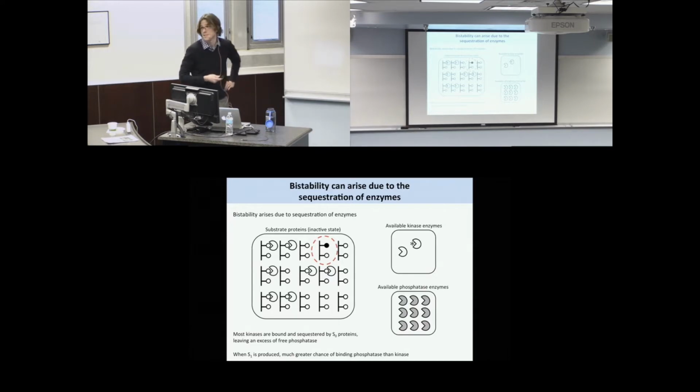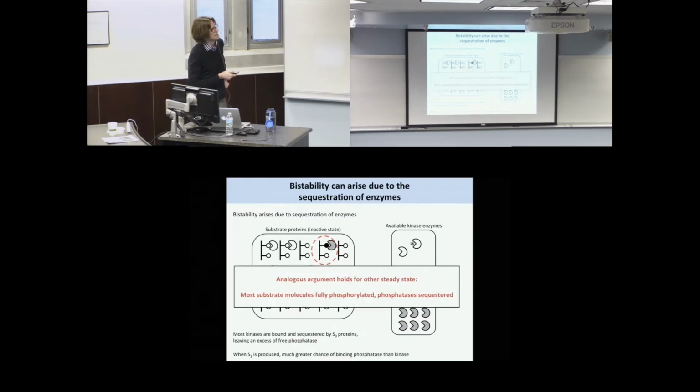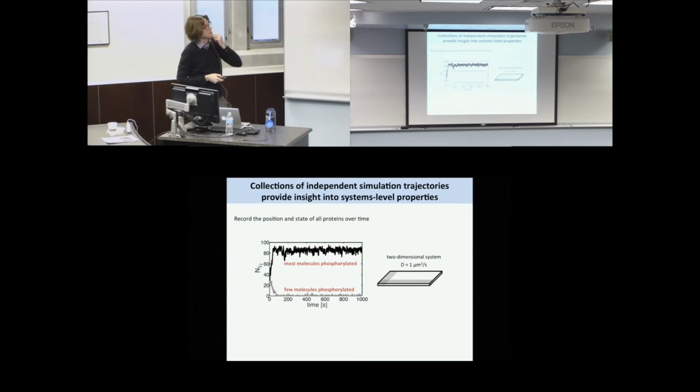The most likely next event that happens is not to bind one of these because there's very few, but to bind one of these. Binding one of the phosphatases will tend to take you back to that initial state, right? The phosphatase takes away what you just did. So there are certain regimes where this sequestration effect will drive the bistability. And so what happens when we actually simulate this?